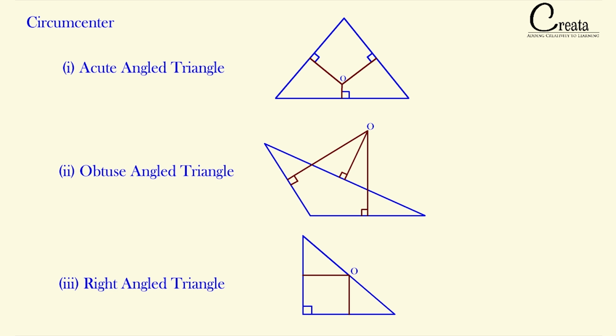So we can say in case of an acute angle triangle, the circumcenter will lie inside the triangle. In case of an obtuse angle triangle, the circumcenter will lie outside the triangle. In case of a right angle triangle, the circumcenter will lie on the midpoint of the hypotenuse, that is on the side of the triangle. Got it?